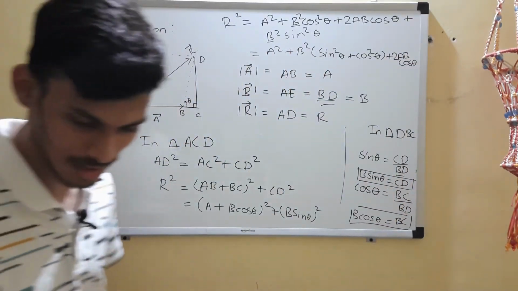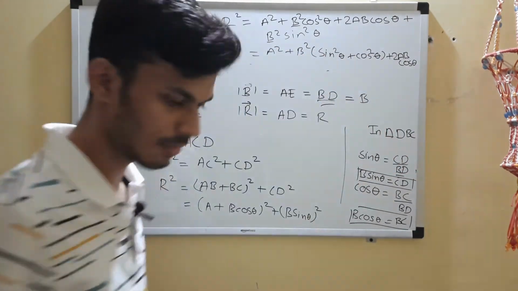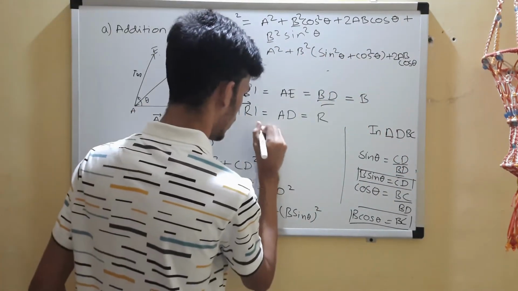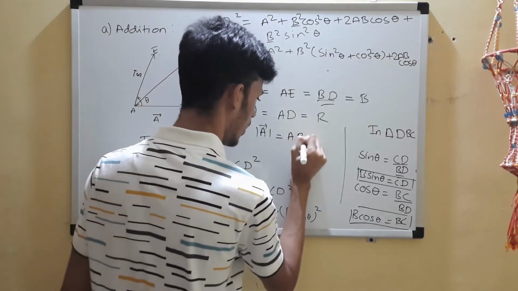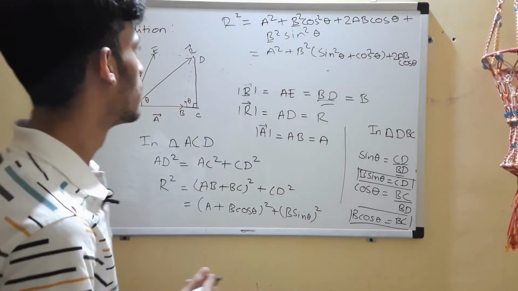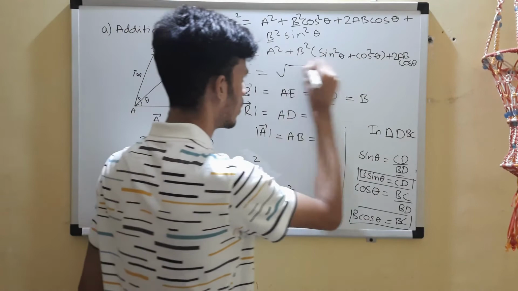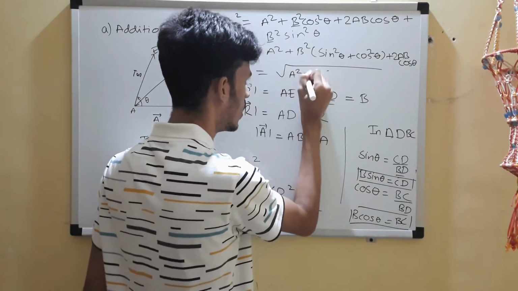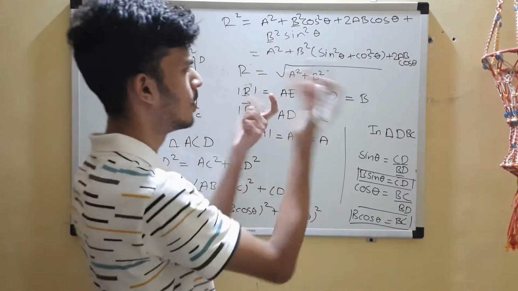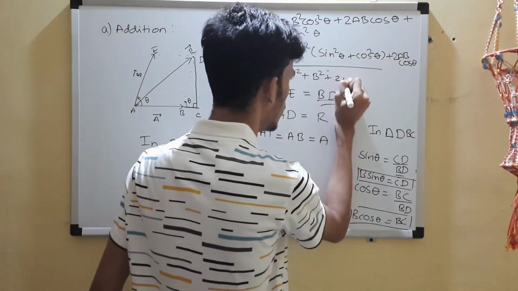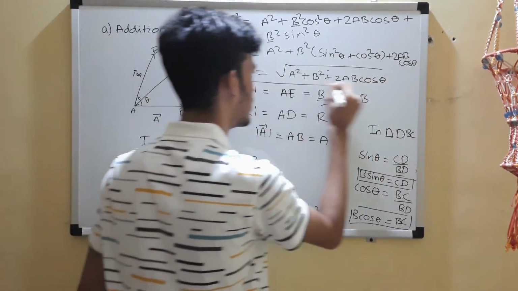Okay, so I'll need some more space. I'll just write that again. Magnitude of A is nothing but AB, which is A. Okay, so let's do it. So we have R square. So I'll take a root directly. Okay, so we have A square plus B square. This is 1, right? Sin square theta plus cos square theta is 1. So 1 into B square is B square. And we have 2AB cos theta. So remember this formula. So we got our answer, right?